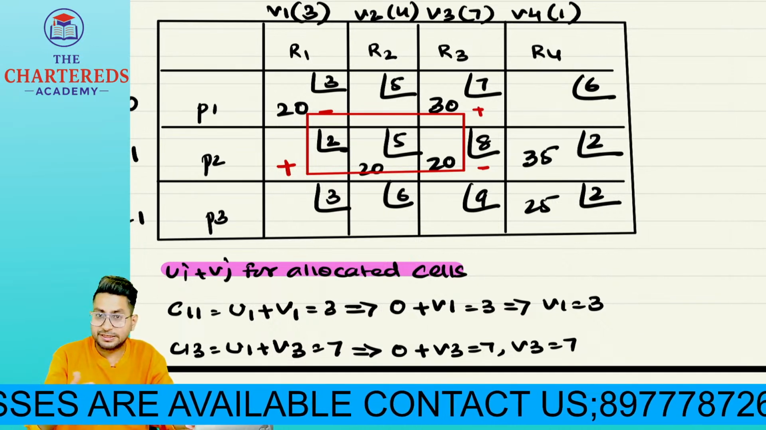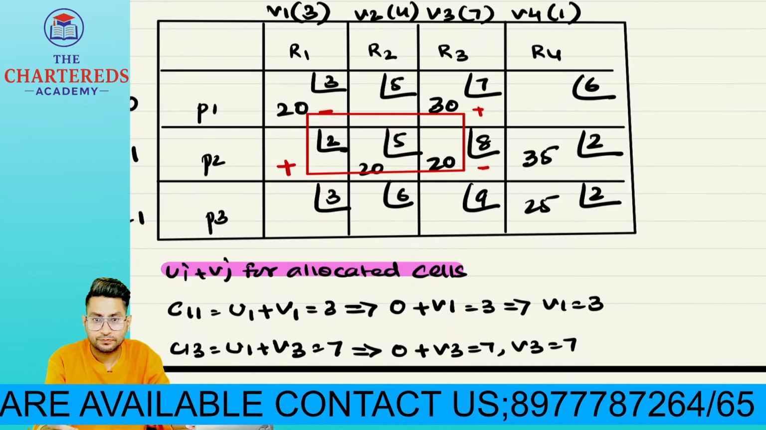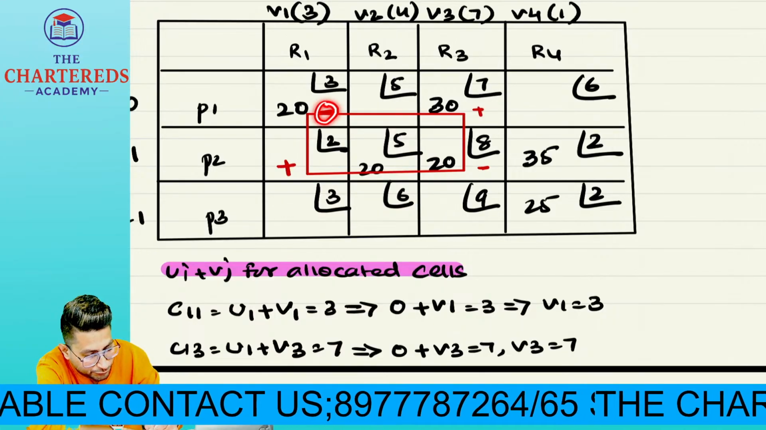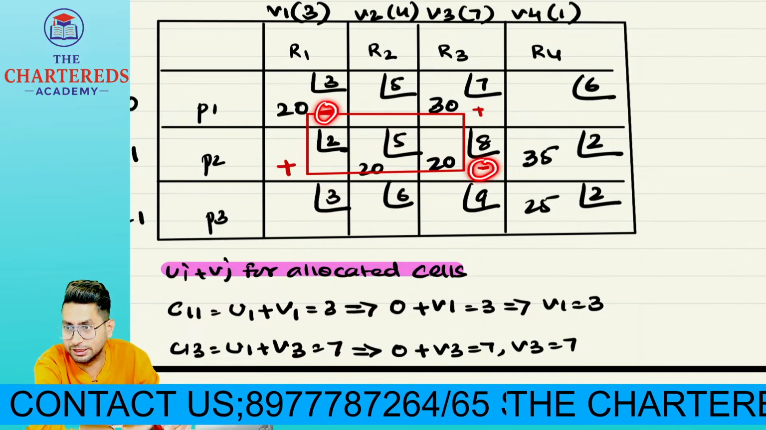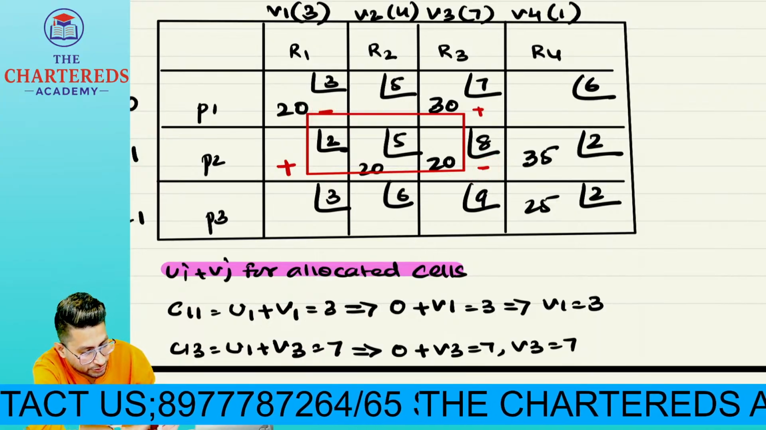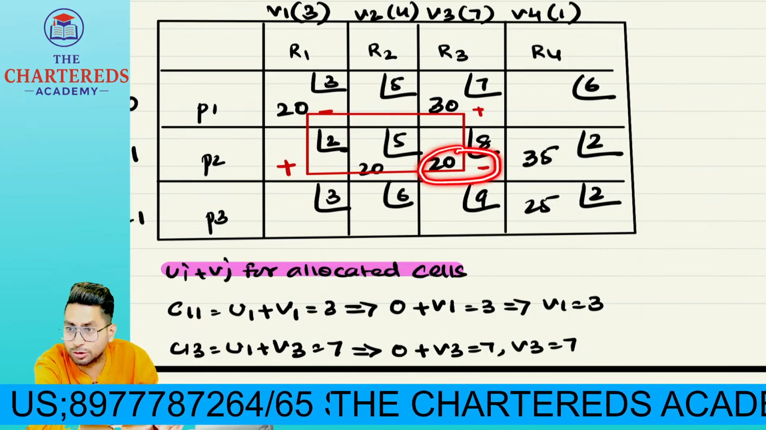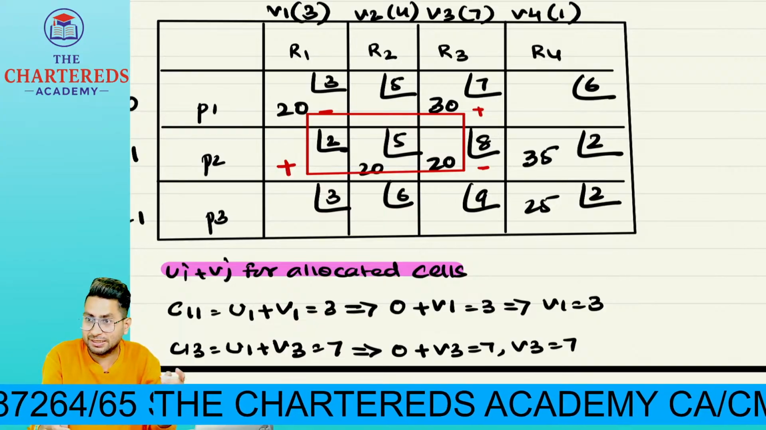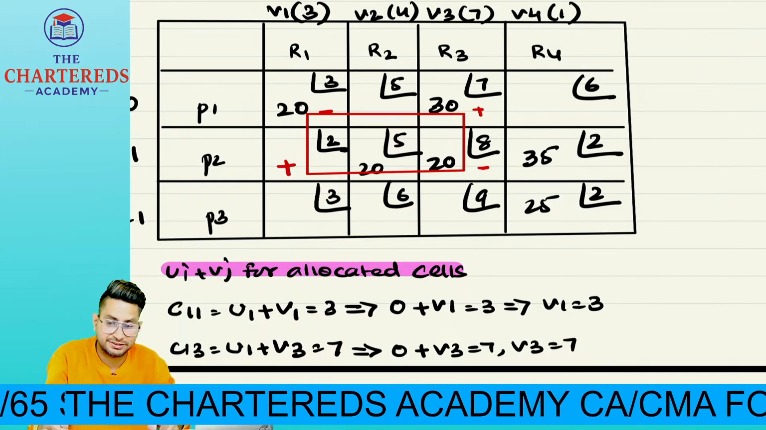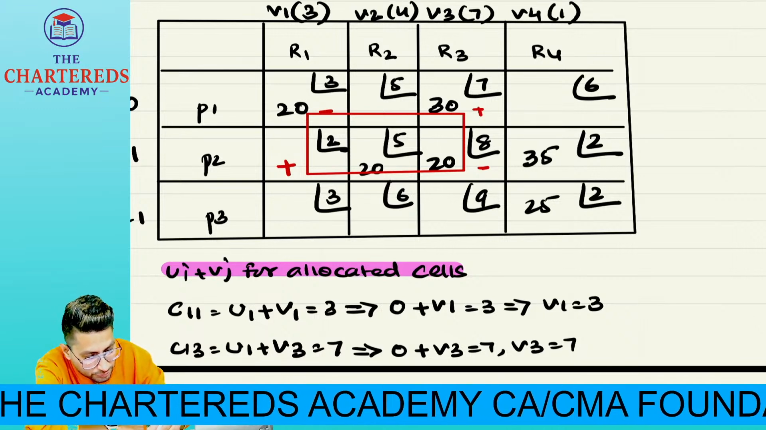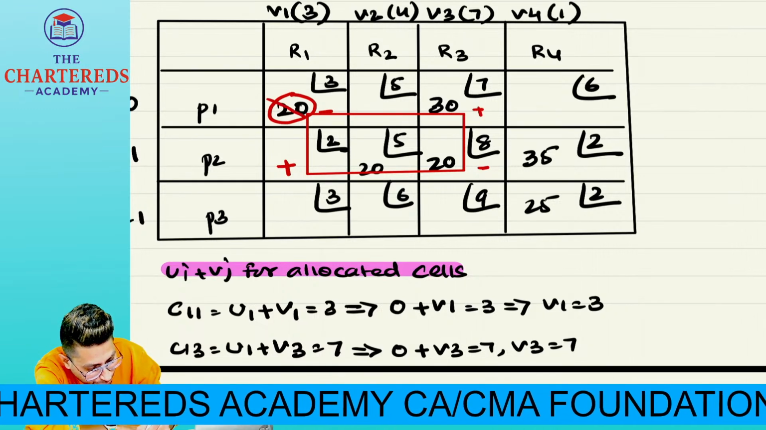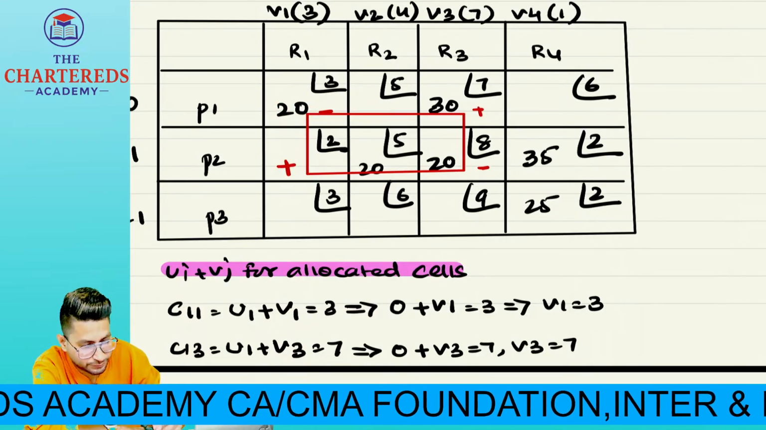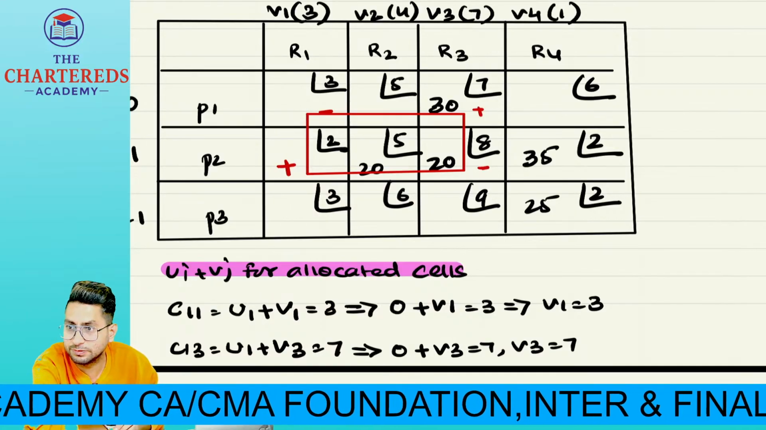Now, after creating a loop, next what you have to do? How do you change the value? First, in the negative cells you have to see the lowest allocation. Here, the lowest allocation is 20. Here also, the lowest allocation is 20. So wherever minus sign is there, minus 20. Wherever plus sign is there, plus 20. So this 20 will be eliminated. This will become 0. So I'll change here only. So this 20 will become 0.